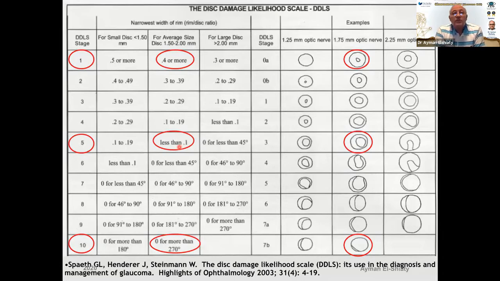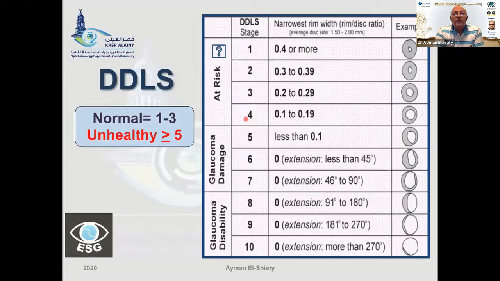And he also considers the size of the disc. And as Dr. Ali said, when the same rim to disc ratio is in a smaller disc, this is at a higher risk, by one stage on the disc damage likelihood scale. And if it is larger, then the likelihood of having glaucoma is less. So Spaeth put these 10 scales of the disc damage likelihood scale and considers that 1 to 3 are normal, and 5 to 10 are abnormal, and 4 is equivocal.